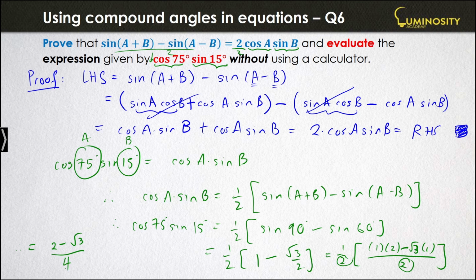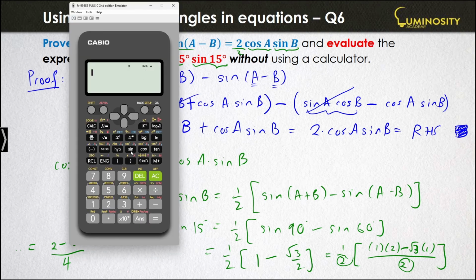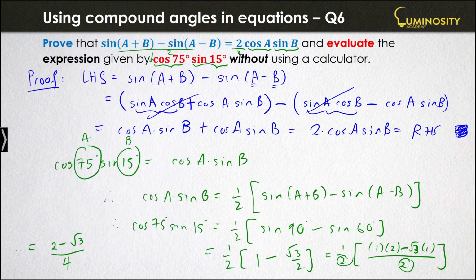And we can double check if that is correct. So let's bring up our calculator. Cos 75 times sine of 15. And there we go, 2 minus root 3 divided by 4. So that's how we know algebraically we have derived that answer correctly.